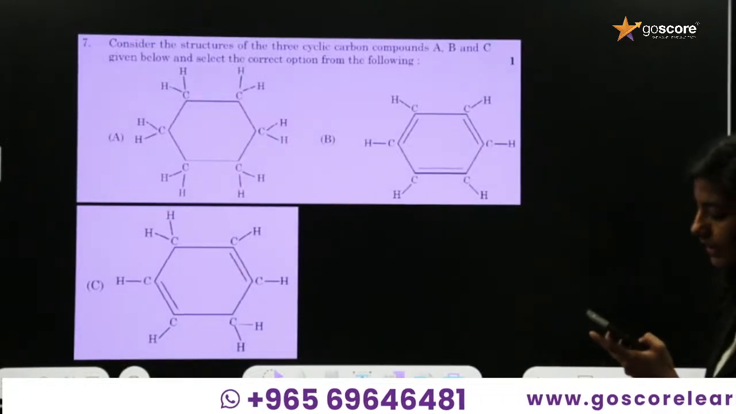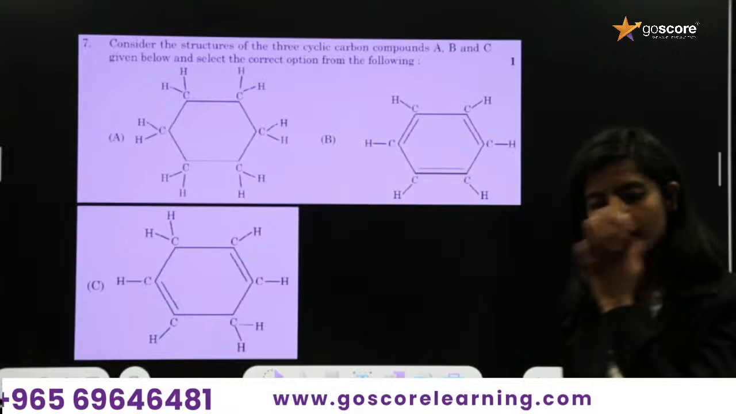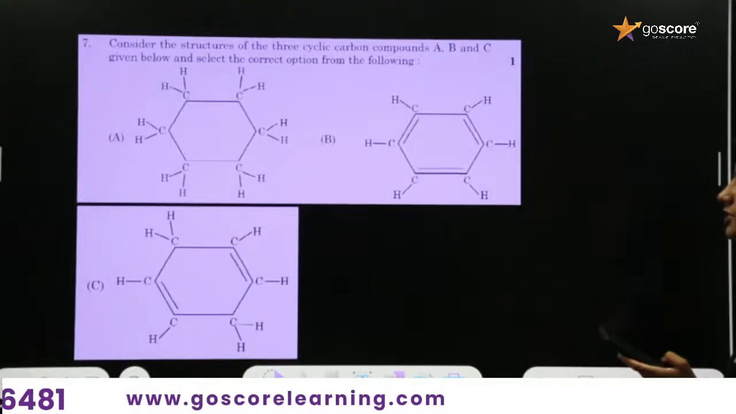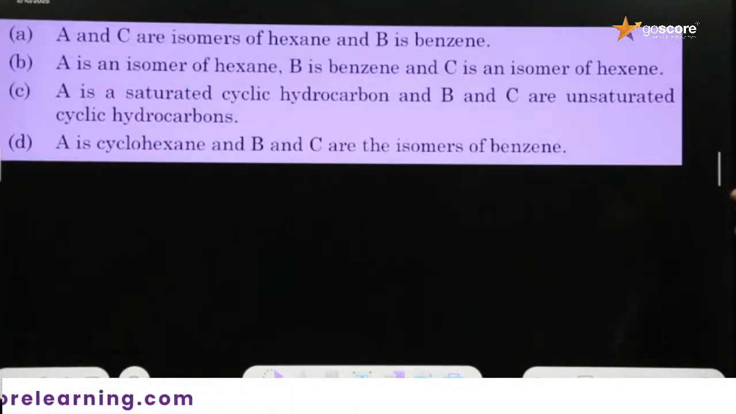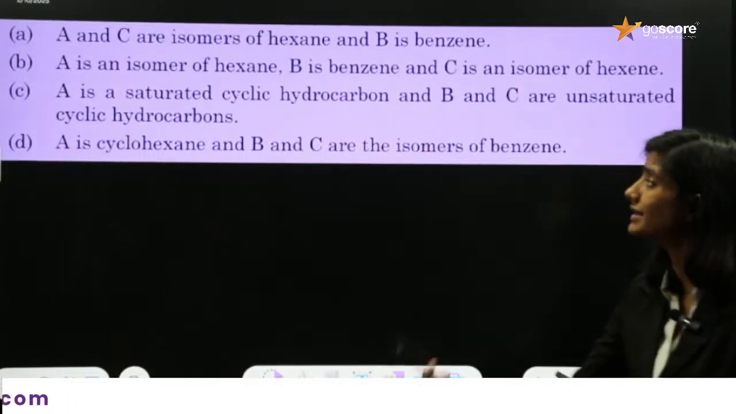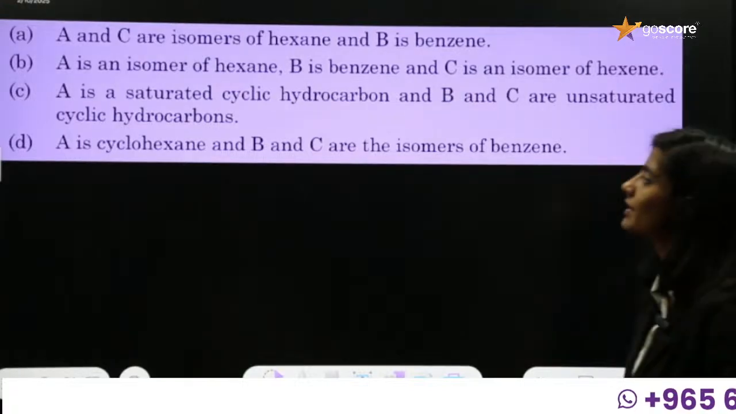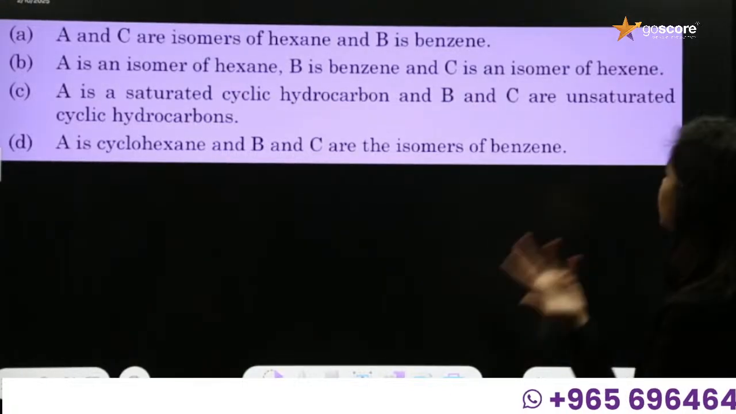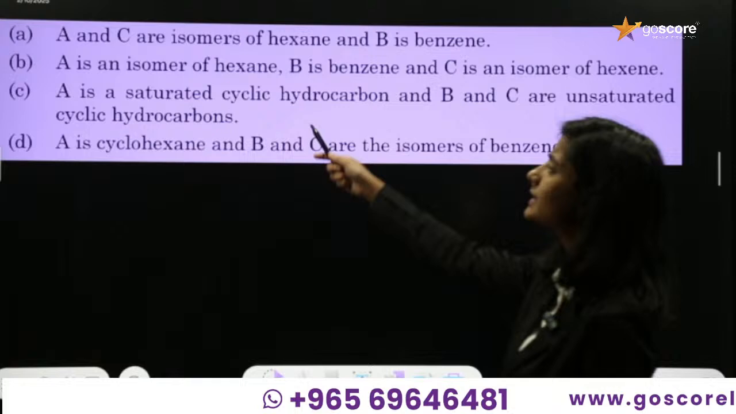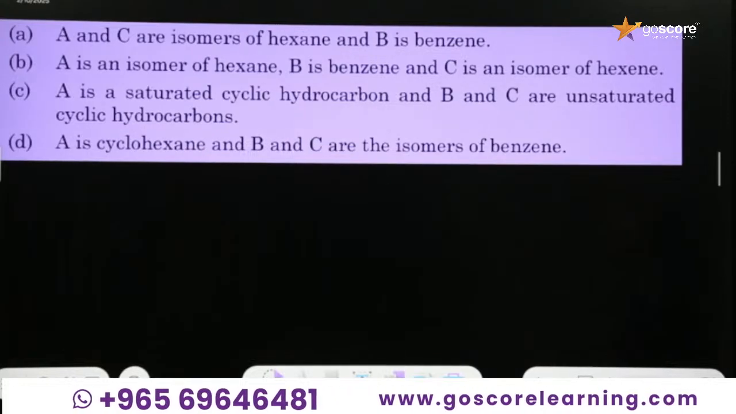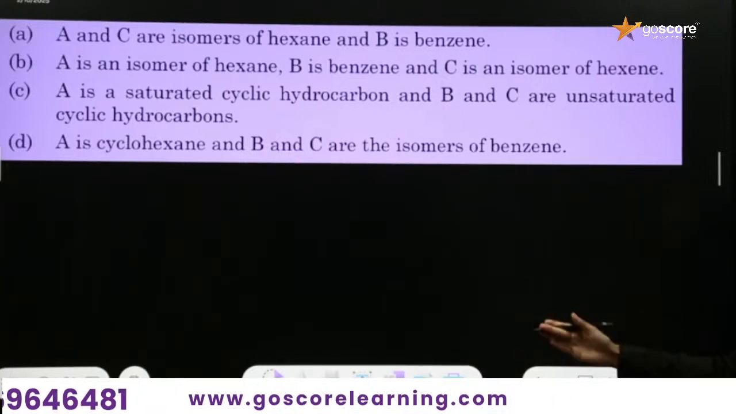Just carefully look into the structure. I'm going to change it within 3, 2 and 1. Here we go with the options. A and C are the isomers of hexane and B is benzene. A is an isomer of hexane, B is benzene and C is an isomer of hexane. A is a saturated cyclic hydrocarbon, B and C are unsaturated cyclic hydrocarbons. A is cyclohexane and B and C are the isomers of benzene.